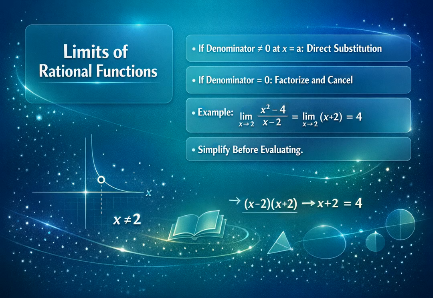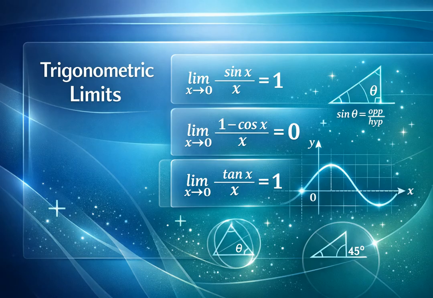For rational functions, if the denominator is not 0 at x equals a, just substitute directly. If the denominator equals 0, factorize both numerator and denominator, cancel common factors, then evaluate. For example, limit as x approaches 2 of x squared minus 4 over x minus 2. Factor as x plus 2 times x minus 2 over x minus 2, cancel to get x plus 2, giving limit 4.